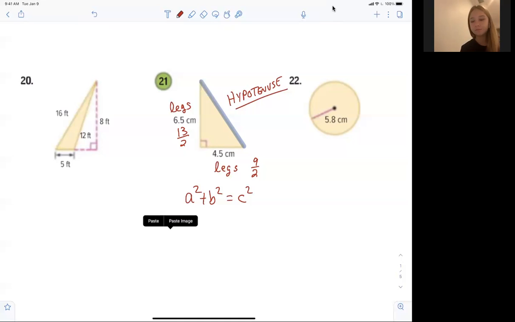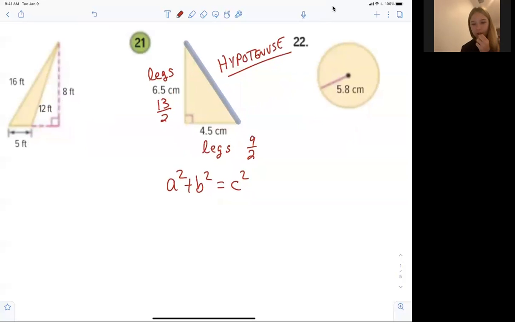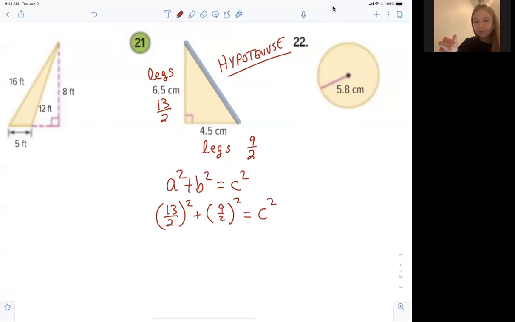All right, now, in this case, what is A and what is B? And what is C? 6.5 is A. Yeah, but we're gonna call 13 over 2 A. Can it be B? Yes. Yeah, it doesn't matter. The only one that matters is the hypotenuse. So if that is the hypotenuse, I need everybody to write down 13 over 2, put that in parentheses squared, plus 9 over 2 squared is equal to C squared. Everybody good with that?